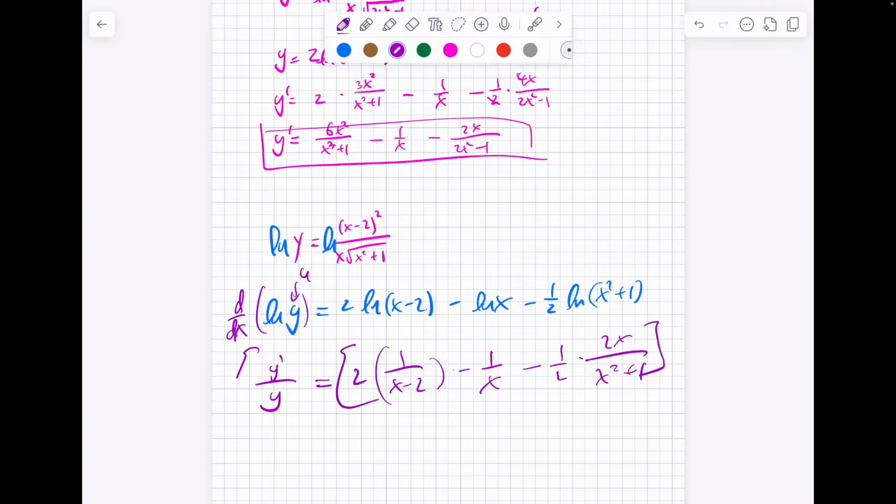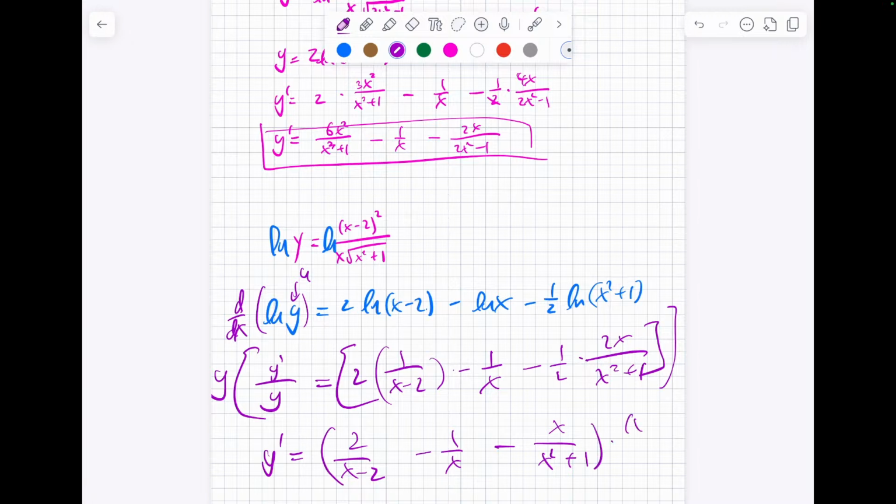Now, can I multiply by y on both sides to get rid of the y on the bottom? Yep, y prime equals 2 over x minus 2, minus 1 over x, minus x over x squared plus 1, and the whole thing times x minus 2 squared over x times x squared plus 1. So the derivative is super easy. You don't need to involve the quotient rule and product rule. Did I make a mistake? No.